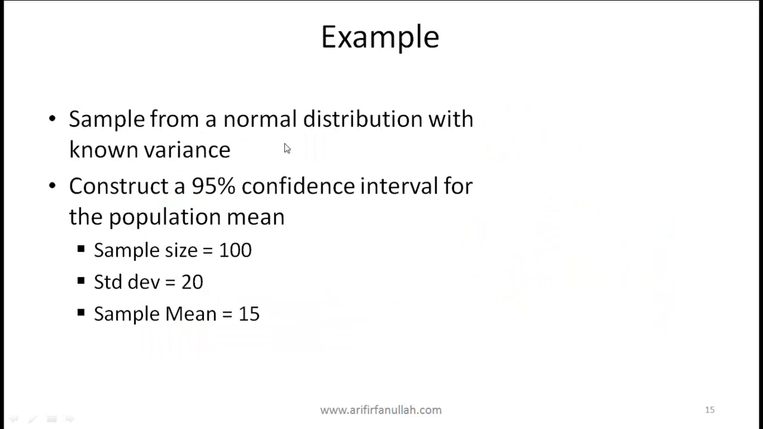Look at this example now. From a normal distribution with known variance, construct a 95% confidence interval for the population mean given a sample size of 100, standard deviation of 20 and sample mean of 15. So let's write our formula again.